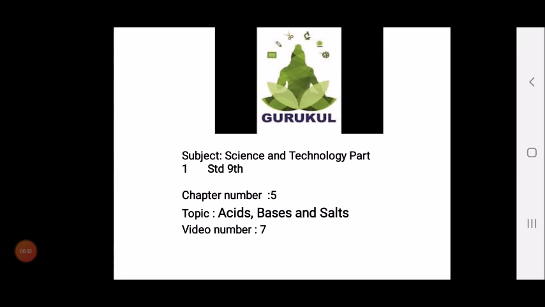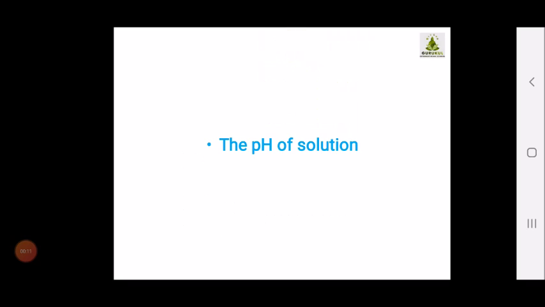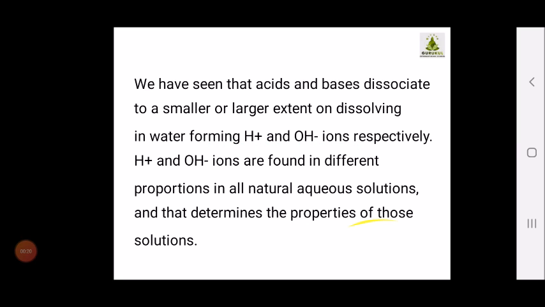Good morning, students. Children, today we will be studying the concept of the pH of solutions. How to calculate the pH, and what the different pH ranges are. We are going to study these things in today's session.